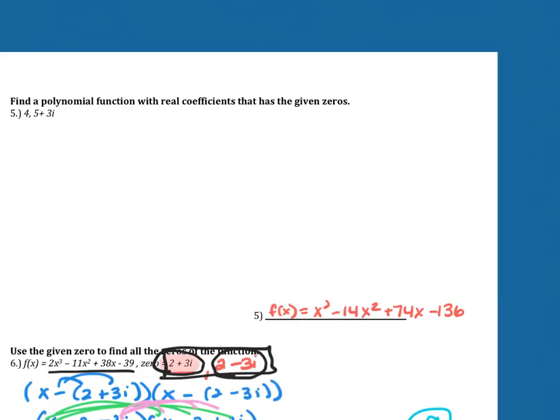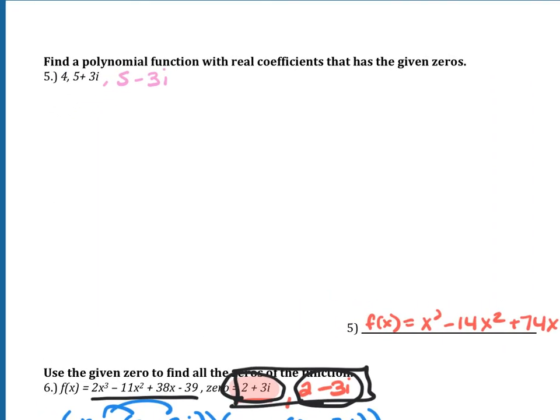So for this one, I'm giving you two roots, a 4 and a 5 plus 3i. Remember, when you have a complex root, you also have its conjugate. So I automatically add on 5 minus 3i. Then I expand this and write it as linear factors.